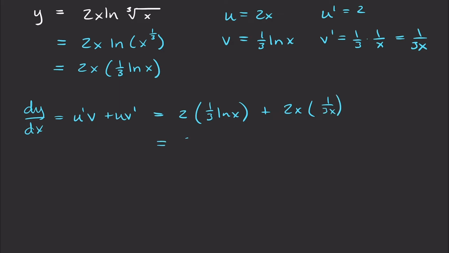And bringing this together, I have 2/3 ln x plus, our x's are going to cancel, and we get 2 over 3. And if you wanted, you could pull out this 2/3 and get 2/3 ln x plus 1.